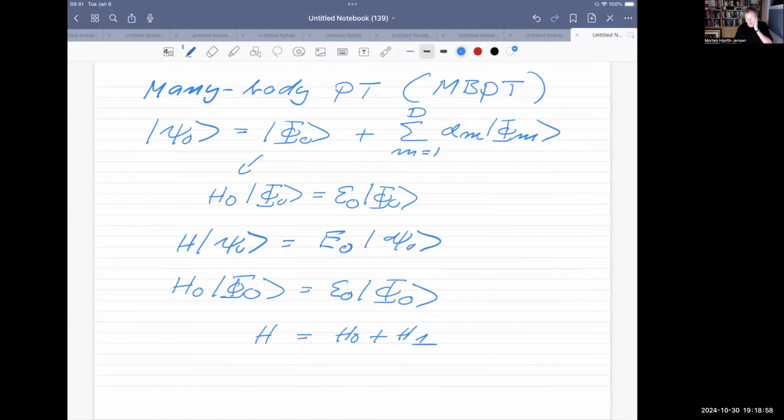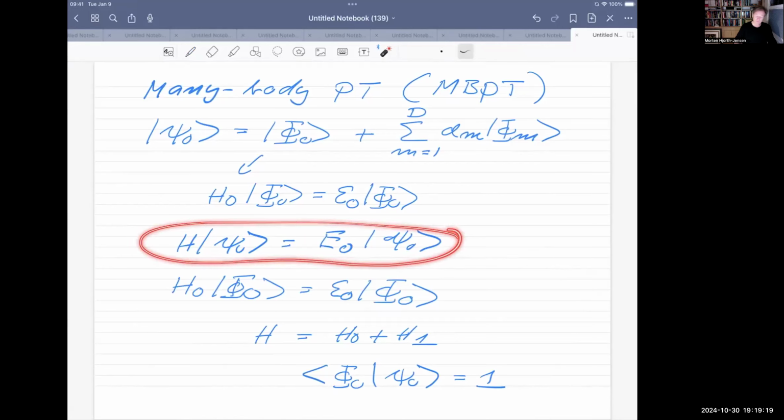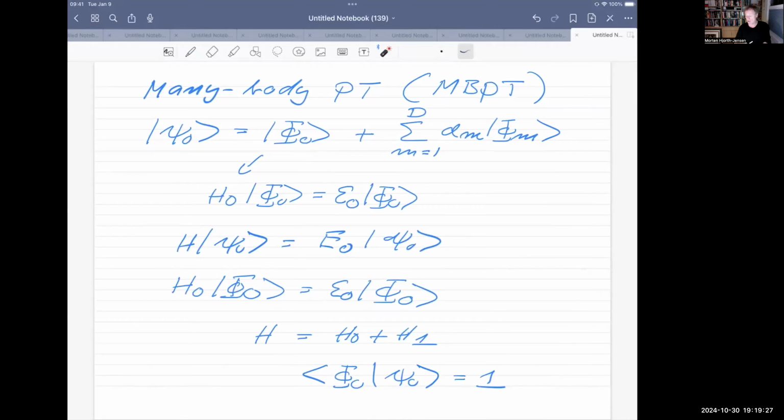Now, since we also have assumed this intermediate normalization, where we assume that phi 0 by definition is just given by 1 here, we are now going to look at the rewriting of the Schrödinger equation. So we are simply going to go back to the Schrödinger equation here without any time dependence. So we're going to look at time-independent perturbation theory, and we're going to rewrite this equation now slightly.